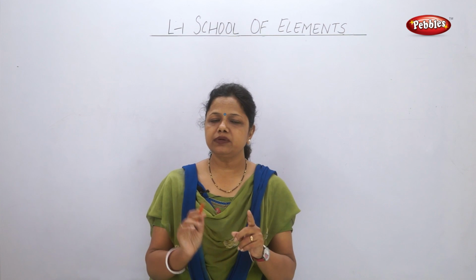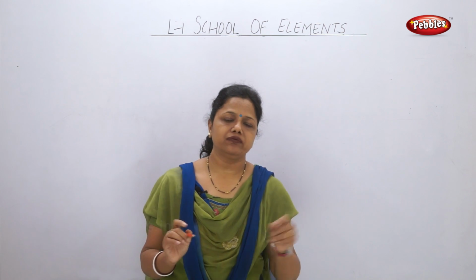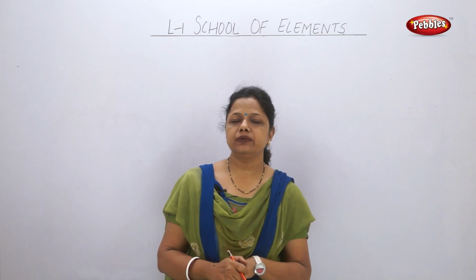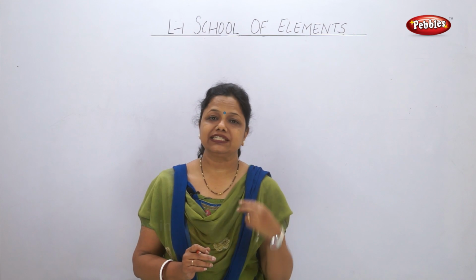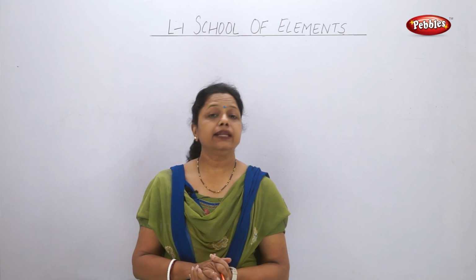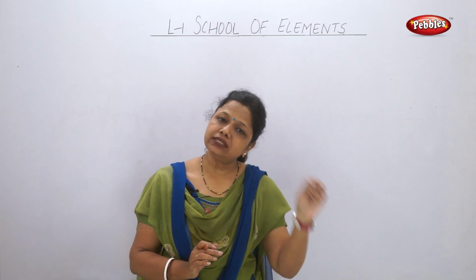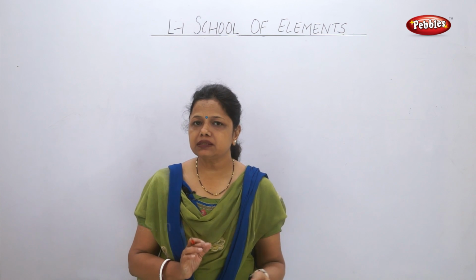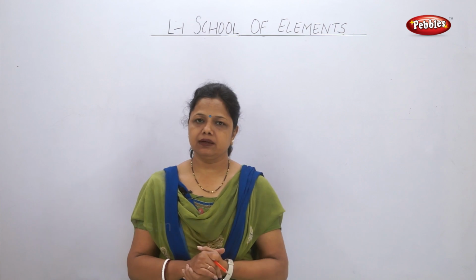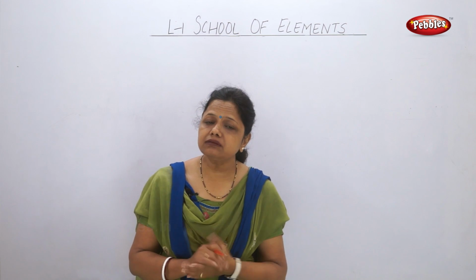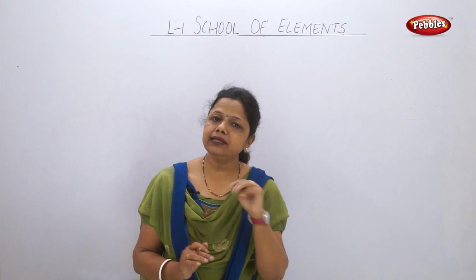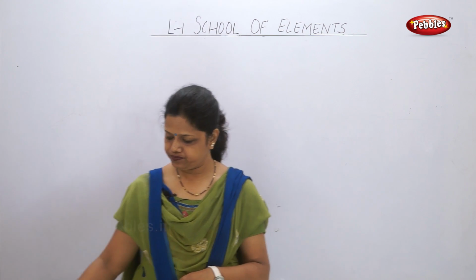The transition elements belong from 3 to 12. They are called transition elements because their last 2 shells are incomplete. In normal elements, the last 1 shell is incomplete, but in this case, the last 2 shells are incomplete. And in the case of inner transition elements, the last 3 shells are incomplete.